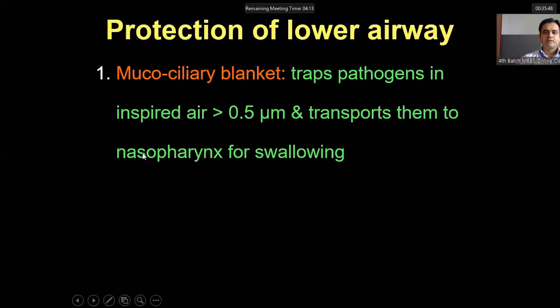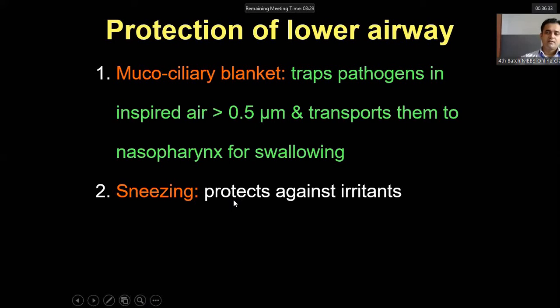Protection of the lower airway. The mucociliary blanket traps pathogens in inspired air that are larger than 0.5 micrometer and transports them to the nasopharynx for swallowing. So the nasal vibrissae are the first line of protection, and particles smaller than 3 micrometer go inside, but it doesn't mean they will go directly to the alveoli or the lungs. Then there is the mucociliary blanket, which traps particles larger than 0.5 micrometer. Anything smaller than this, like viruses, can reach directly to the lungs and cause disease.